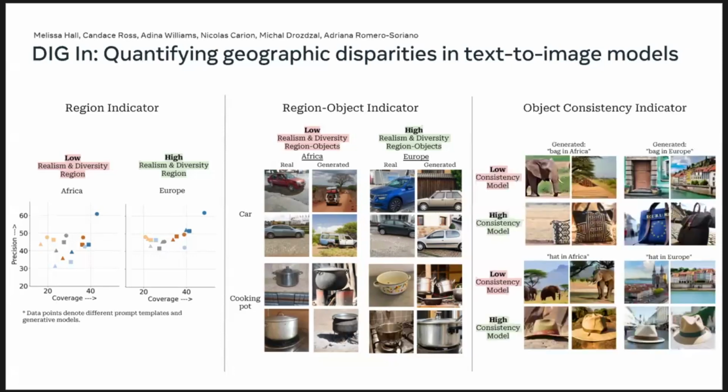The third indicator that we introduced is the object consistency indicator that tries to measure whether the generation process resulted in properly depicting the object that we prompted the model for. And what we observed is that there are models that are more consistent than others, but a lot of them rely more on the region part and in many cases disregard the object that was prompted. So when prompted with, for example, bag in Africa, we see that we get depictions of, again, rural spaces, but the bag doesn't appear anywhere.